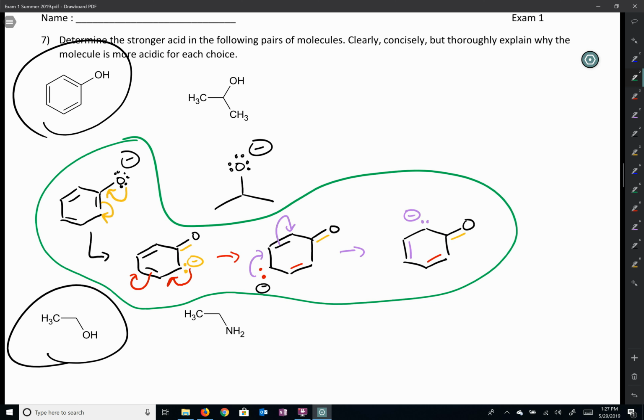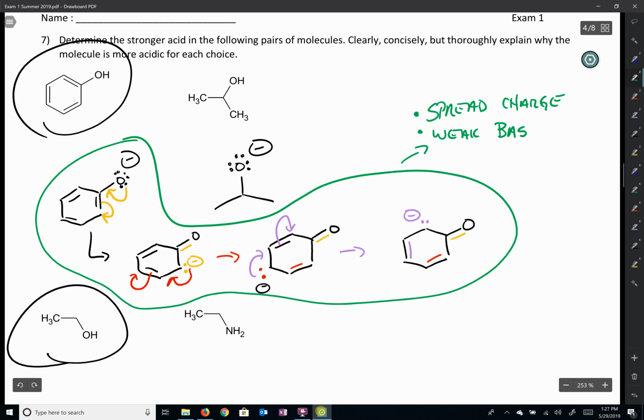Well, remember, if we can spread a charge out, so we spread our charge, it's a delocalized negative charge, which makes it a weaker base. And a weak base comes from a stronger acid. So a weaker conjugate base comes from a stronger acid.